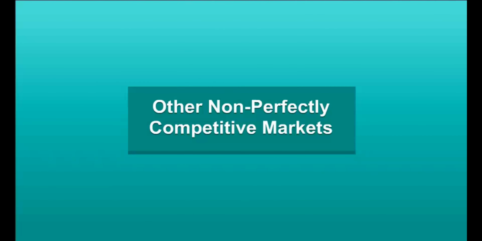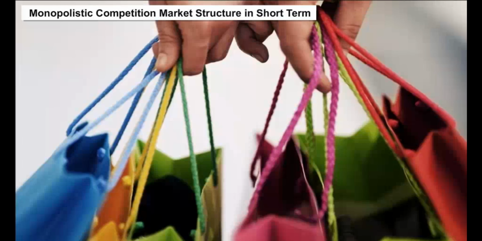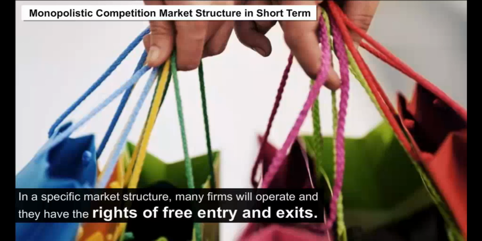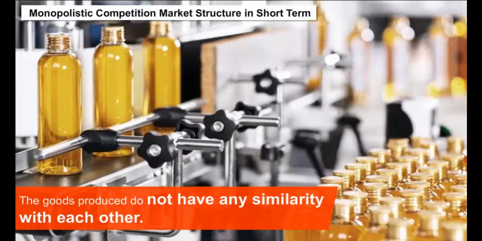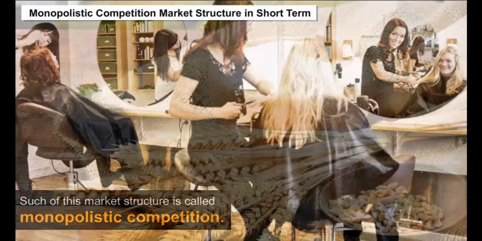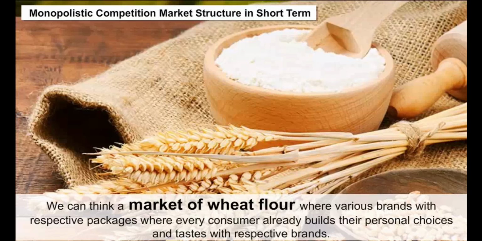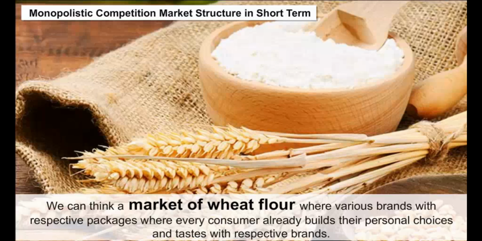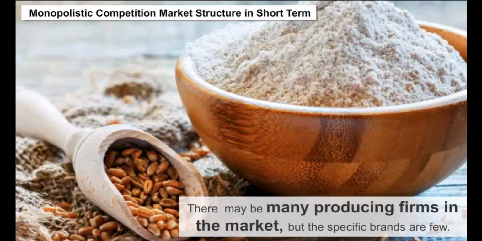Other non-perfectly competitive markets. Monopolistic competition market structure in short term. In a specific market structure, many firms will operate, and they have the rights of free entry and exit. But the goods produced are differentiated from each other. Such a market structure is called monopolistic competition. We can think of a market of wheat flour where various brands come with respective packages, where every customer has already built personal choices and tastes with respective brands. There may be many producing firms in the market, but the specific brands are few.